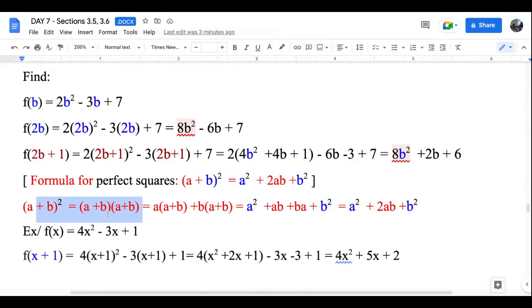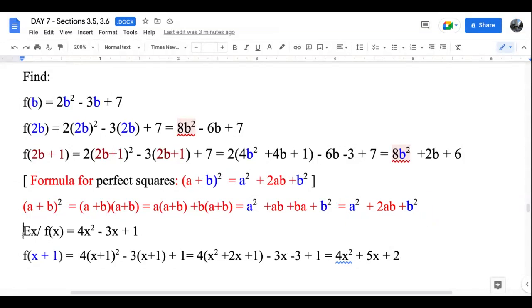You could check the multiplication. You FOIL (a plus b) times (a plus b). And in the end, you get a squared plus 2ab plus b squared. Try to remember this formula. This formula is so important when you go to pre-calculus class.